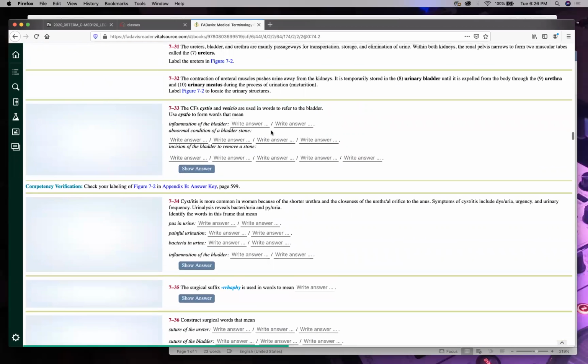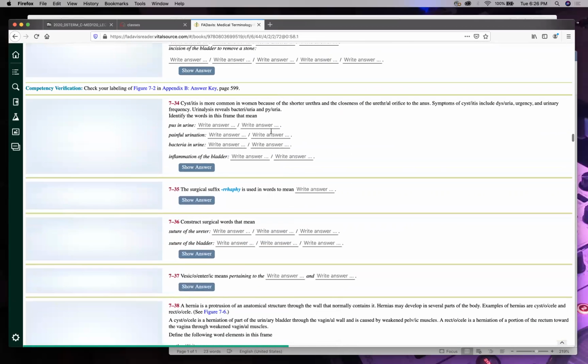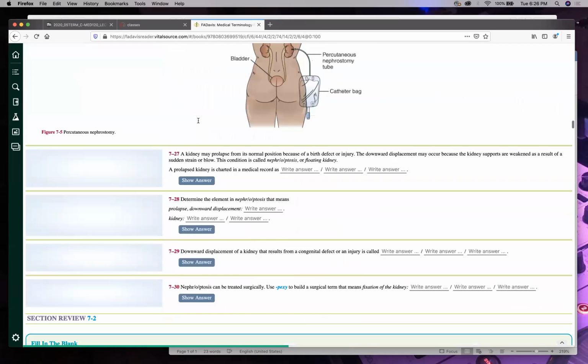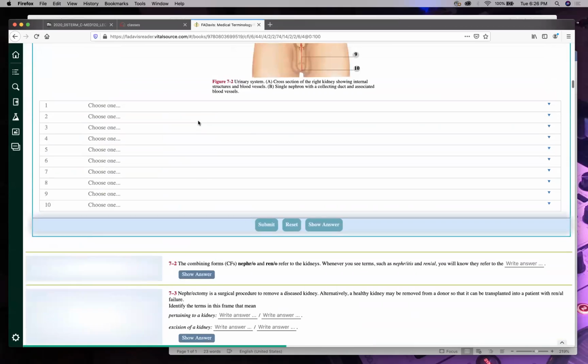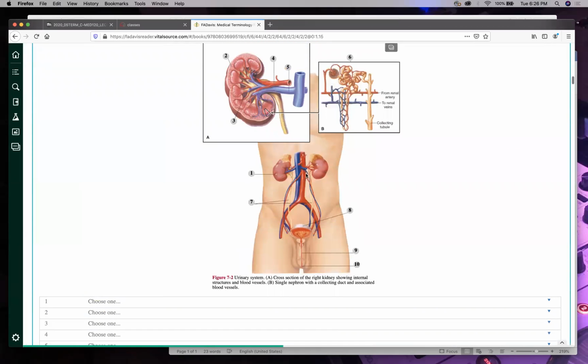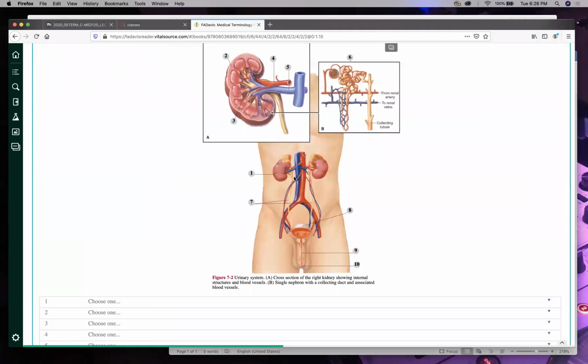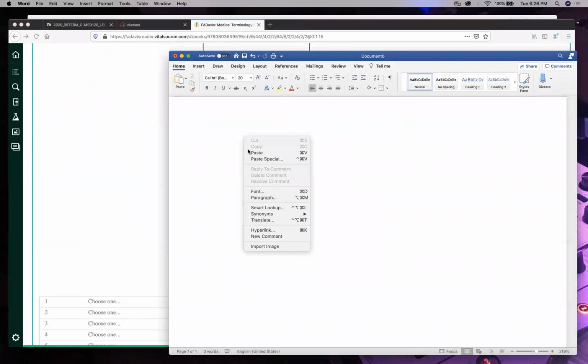Let's see what else. Cystovesical, urinary meatus, we already went over that. Cystitis, inflammation or infection of your urinary bladder. Let's go back and look at all the potential infections. I'm going to take this and put it in here so we can see it.